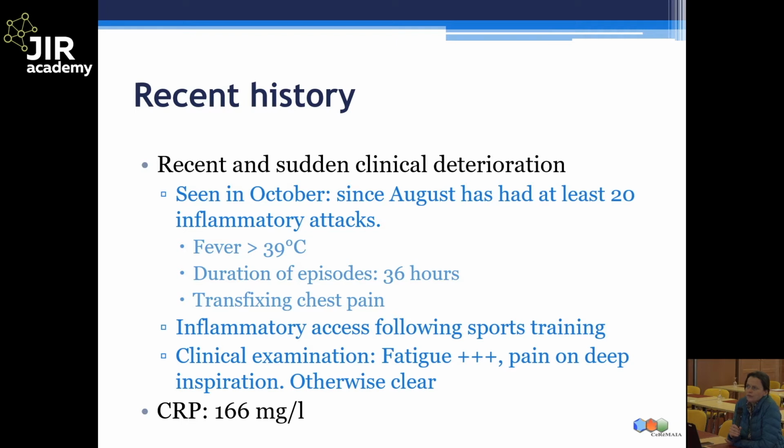He was basically ill all the time since August, with fever, with transfixing chest pain. And the inflammatory excesses always followed sports training. On the clinical examination, he had fatigue, pain on deep inspiration. Otherwise, the clinical examination was clear, and he has raised inflammatory markers.